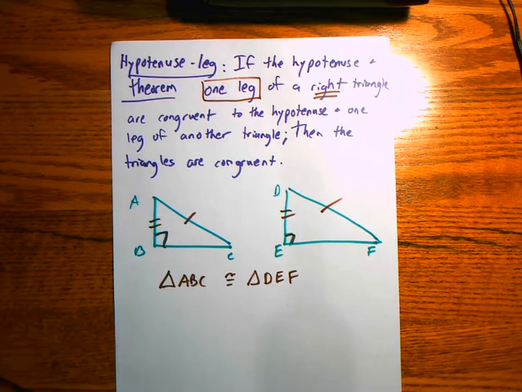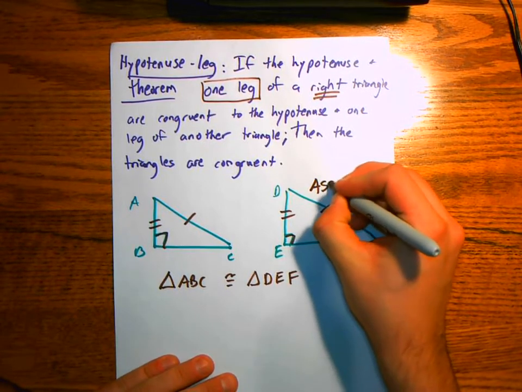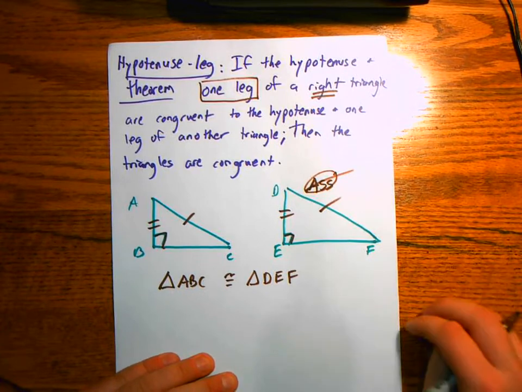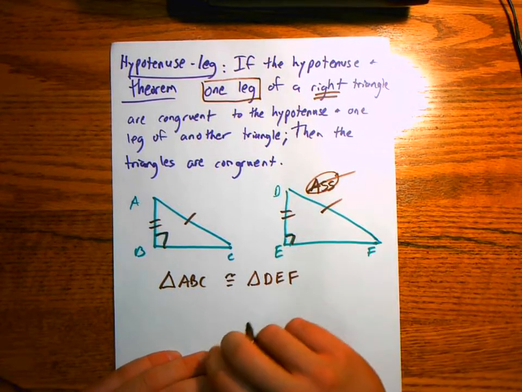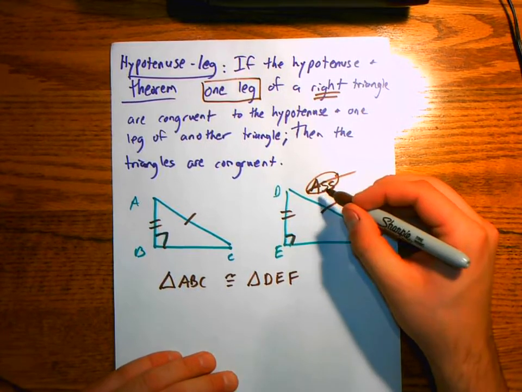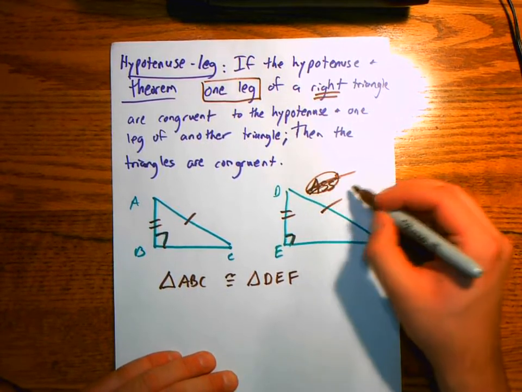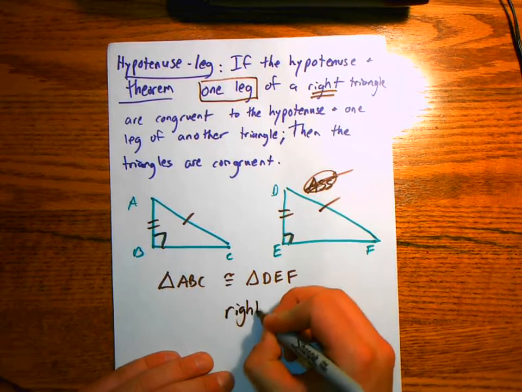Now remember how I said that angle side side is bad and doesn't work? Well, the only time it does work is if you have a right triangle with one angle and two sides. So there is an exception to this rule only for right triangles.